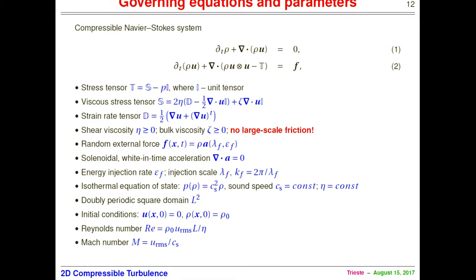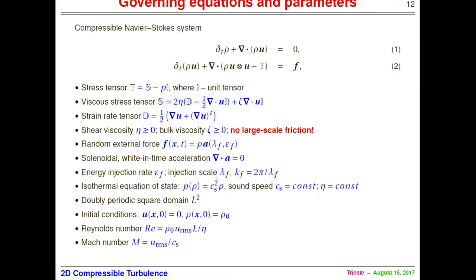Okay, so let me now switch to what we have done. We were solving this system of equations numerically, and this corresponds to an isothermal equation of state, which is often used in astrophysics, because in the interstellar medium we have radiative processes that help to keep the gas at constant temperature due to energy losses. It's a little bit unusual for the fluid dynamics community that we are using this simple isothermal equation of state. But otherwise, we don't have to use the large scale friction in this case, because compressibility takes care of the energy growth, and you will see this in a moment.